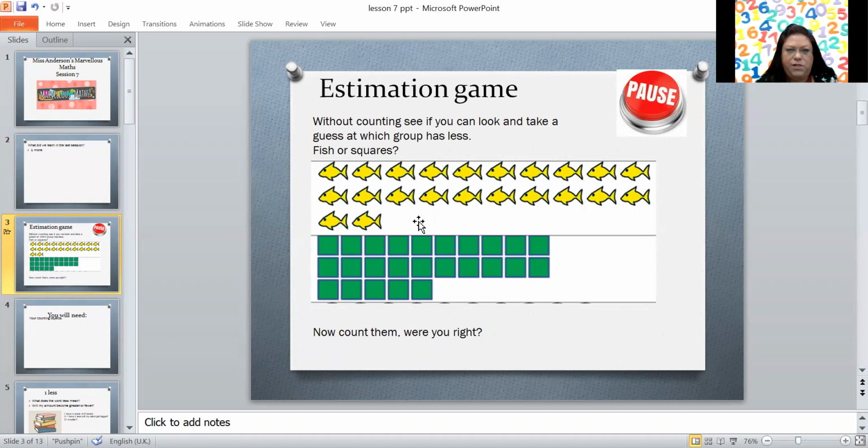Can you remember how many fish there were? 22 and 25 squares. Which group had less? Yes, it's the fish. Oh dear, I didn't do very well there. I thought because they took up less space, maybe there would be less squares, but I was wrong. There are less fish. So that's why it's always important to check your answers.